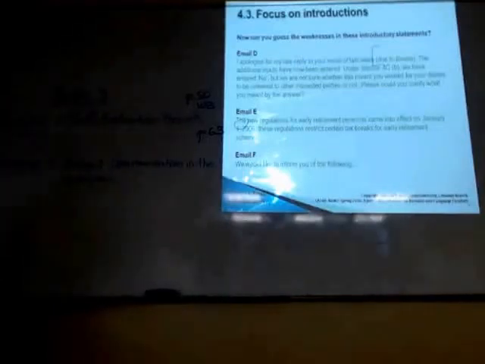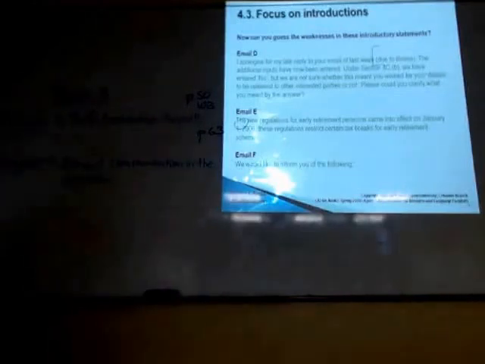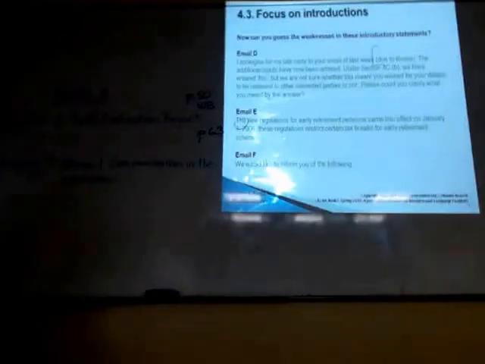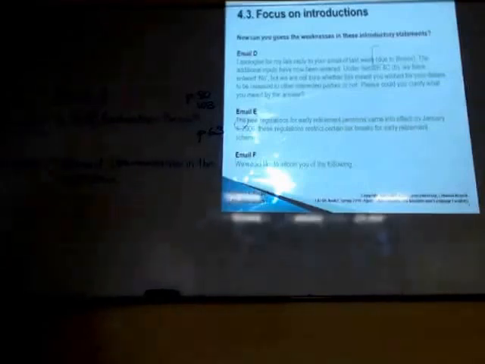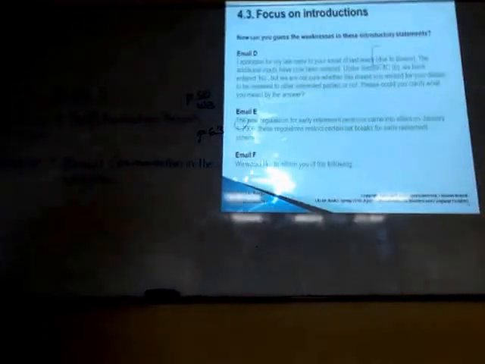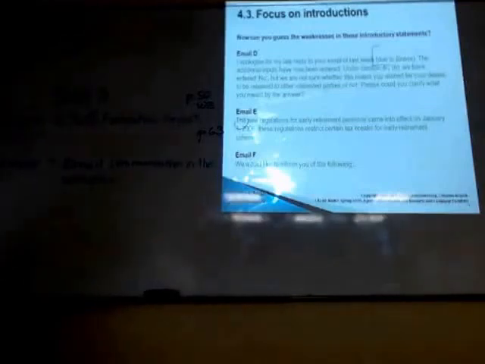Email E. The new regulations for early retirement pensions came into effect on January 1, 2006. These regulations restrict certain tax breaks for early retirement schemes. Not related. Previous contact. And why are you sending me the retirement pension plans? Did I ask for them? Is this an insurance company? Is this my company? What is it that is happening here? Right? When did I ask for them?